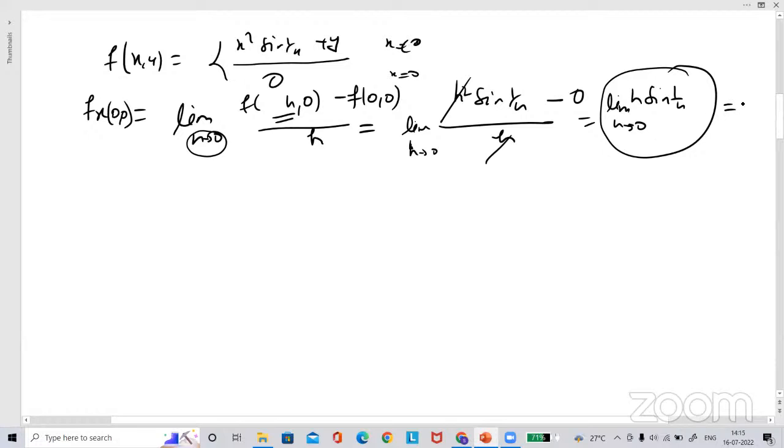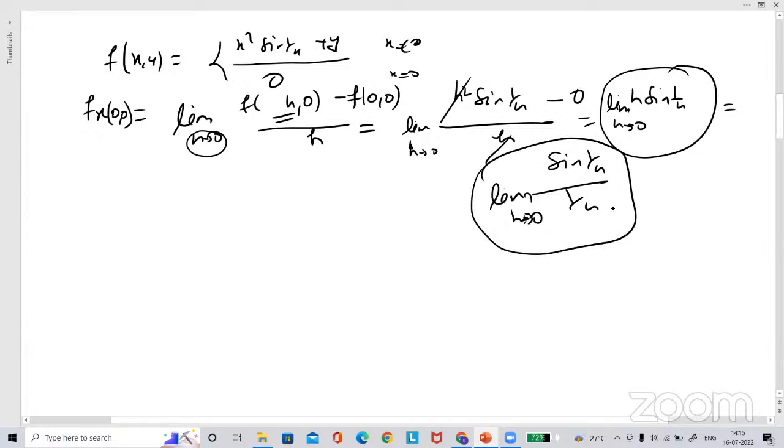Zero, sir? How are we getting this? Because sine 1 by h divided by 1 by h becomes 1. Oh yeah, actually this is going to be like this. But here 1 by h goes to infinity, so this is infinity by infinity. No, it is not going to be infinite by infinite, it is 1. When x tends to 0, sine x by x tends to 1.